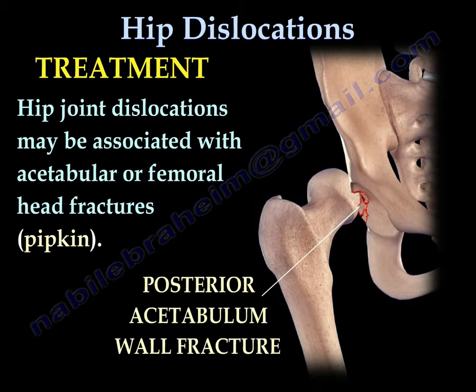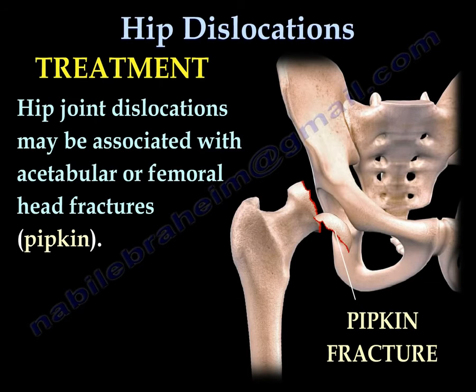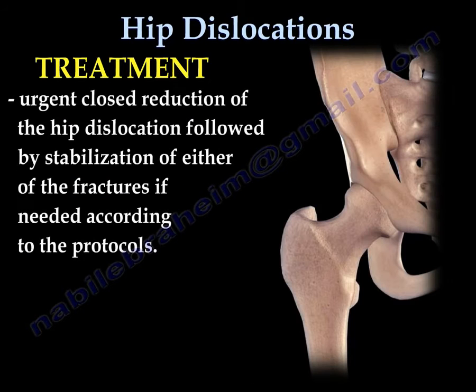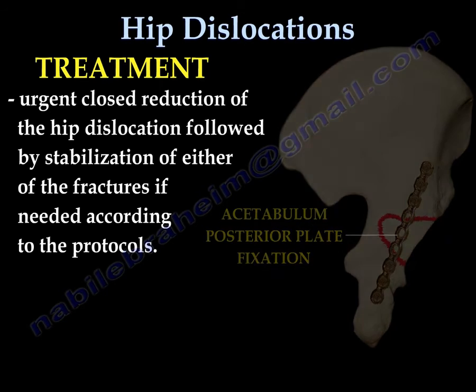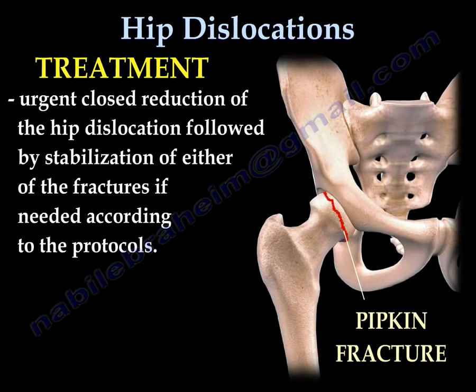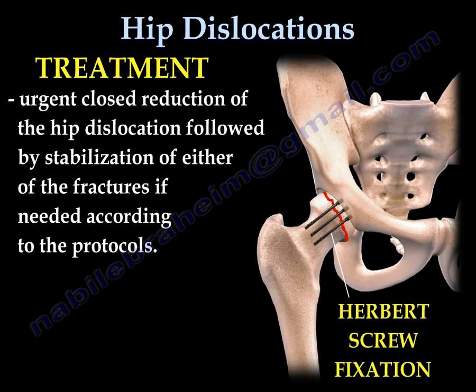And here is an example that shows posterior acetabular wall fracture. And here is an example of a Pipkin fracture or femoral head fracture. In these cases, you do urgent closed reduction of the hip dislocation, followed by stabilization of the fractured acetabulum or the femoral head fracture if needed according to the protocols.